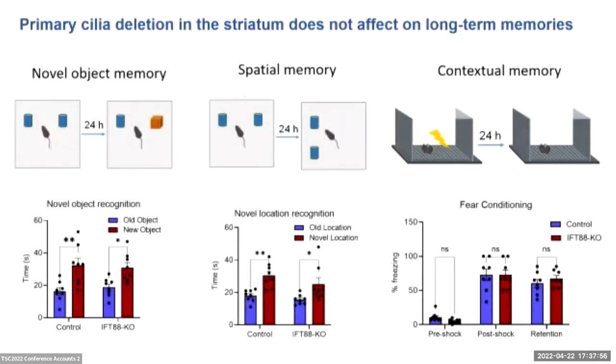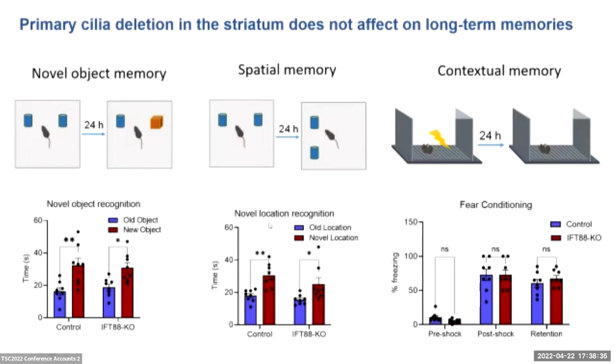However, it's interesting that when we challenged these mice in long-term memory, they showed normal responses. For example, there's the novel object memory test. We have two identical objects, and we train the mice to explore them. After 24 hours, we remove one of them and put in a novel object. Both the control and the cilia knockout animals show more tendency to spend time with the novel object than the old object.